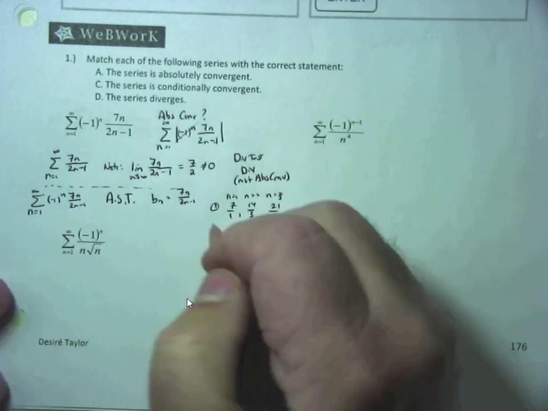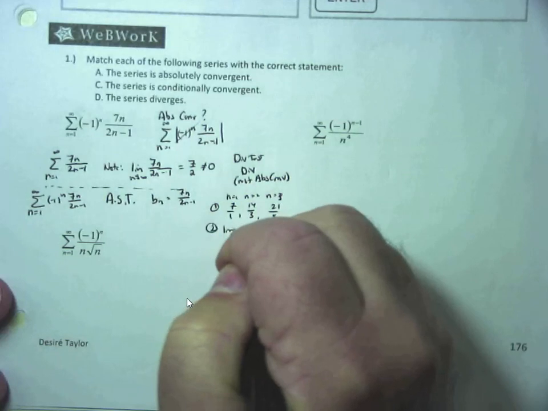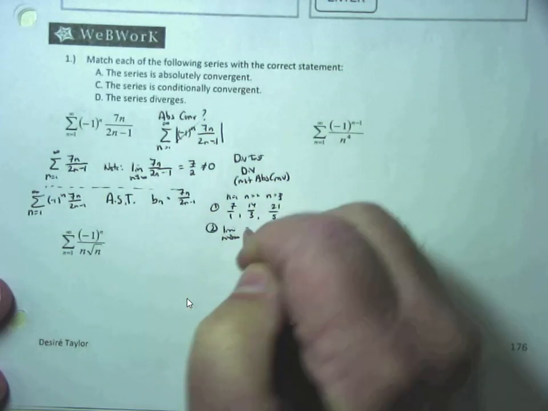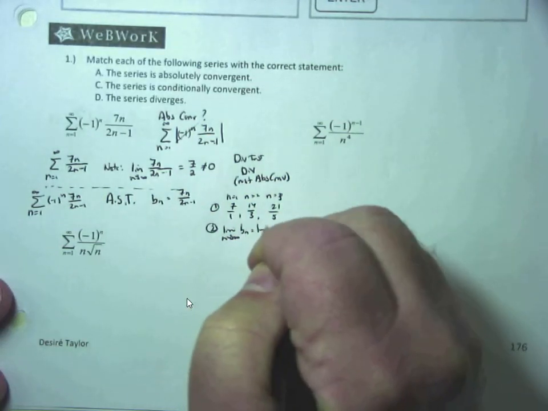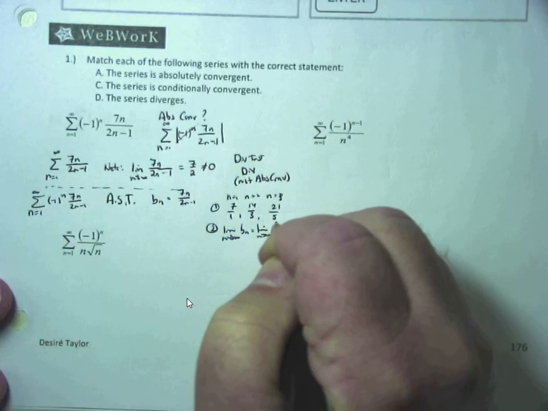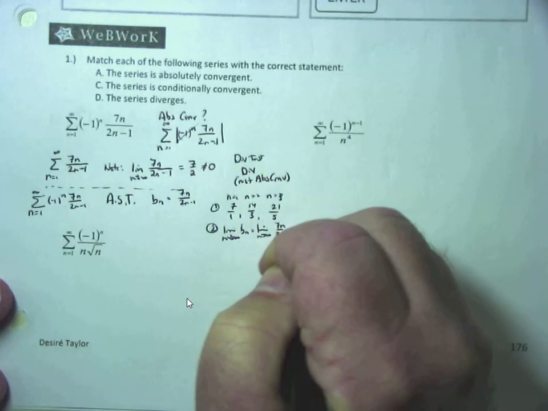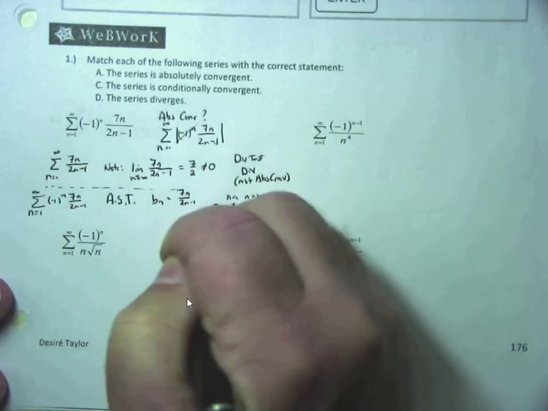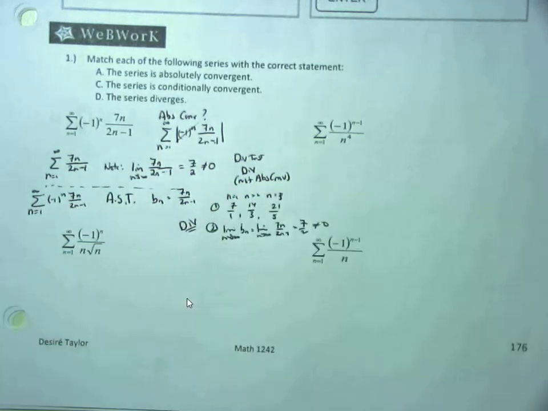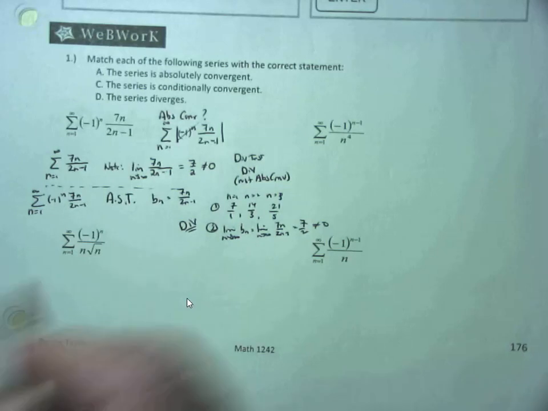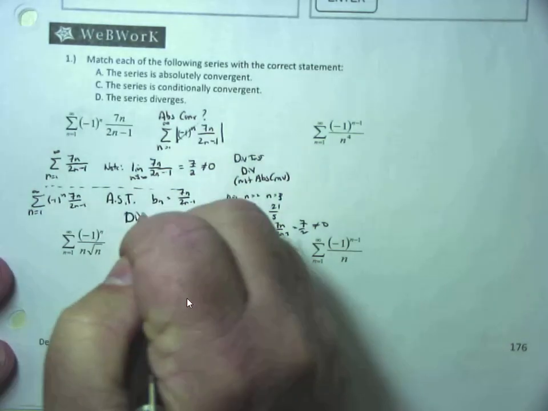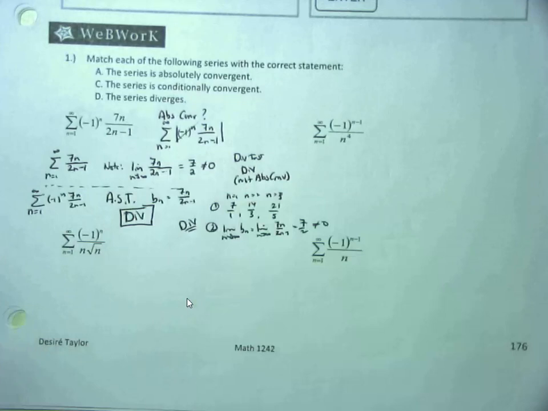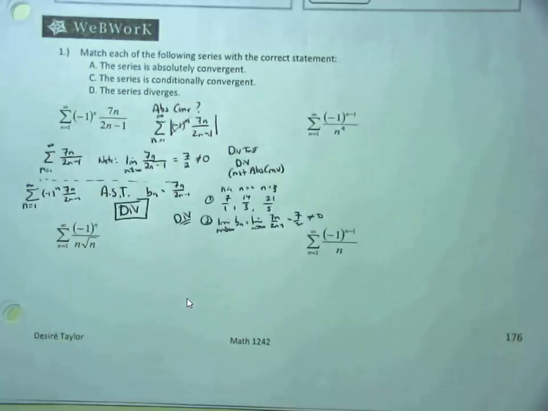But even more importantly, look at number 2. When I take the limit, and we just did this a few seconds ago, of the Bn, the limit as n approaches infinity of 7n divided by 2n minus 1, that's 7/2. That's not 0. So this is divergent by the alternating series test. The answer for this problem is that it is divergent. It's not even conditionally convergent. It failed the alternating series test. This is a divergent series.